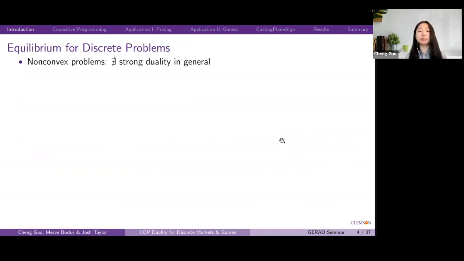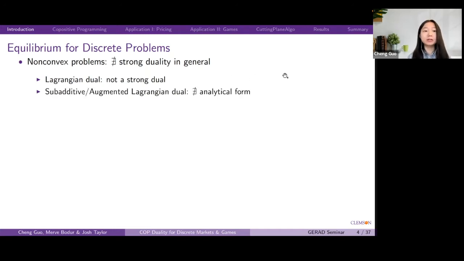However, if we do have discrete decision variables in the problem, for example, binary decisions in unit commitment problems in power systems, then we usually do not have strong duality because the problem is non-convex. You might say that for mixed integer programs we have the Lagrangian dual, but it is definitely not a strong dual. There are also the sub-additive dual or augmented Lagrangian dual for mixed integer programs. But there is no analytical form for those dualities, so it's hard to use them to get theoretical results.